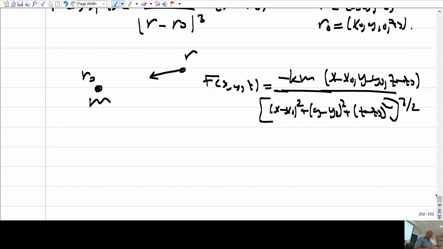Similarly, we have electric charge and so on.